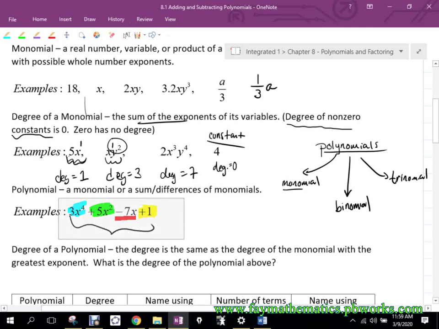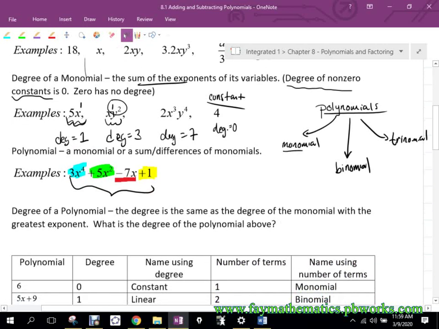So this would be a polynomial. Does that make sense? The pluses and minuses are important here. Our goal, guys, is going to be essentially, at least in this first section, to rewrite polynomials in a more simplified, efficient manner.